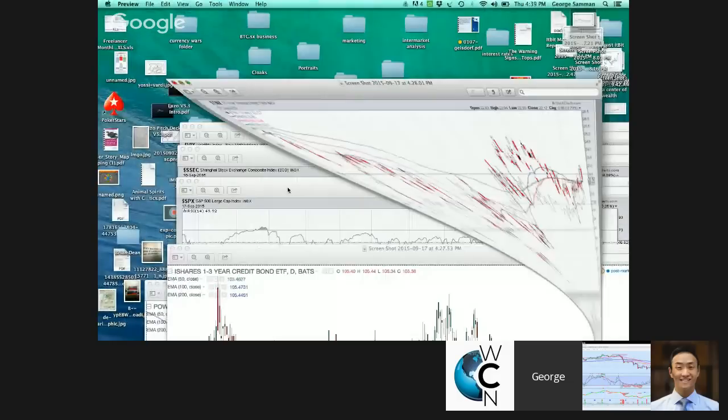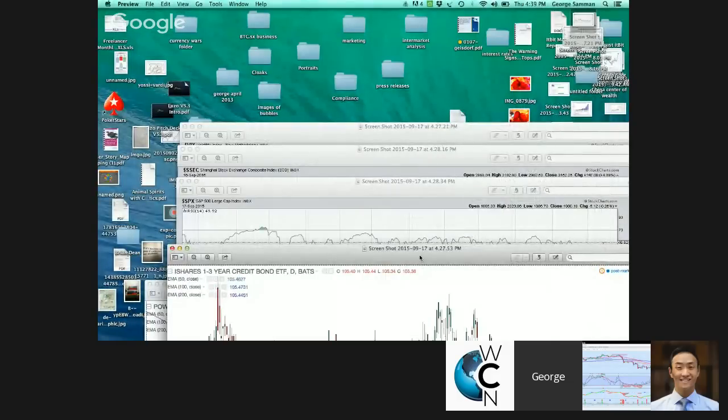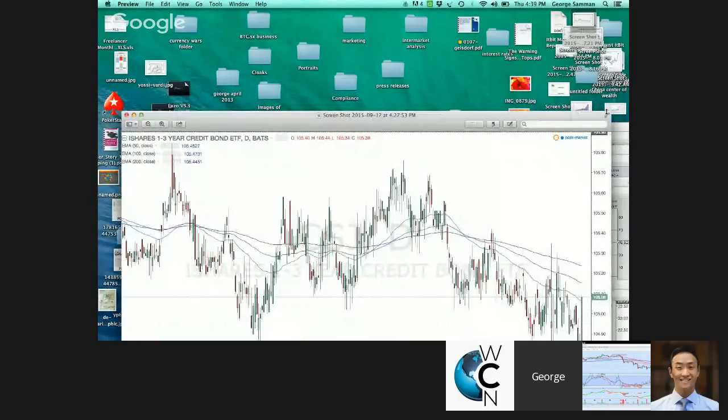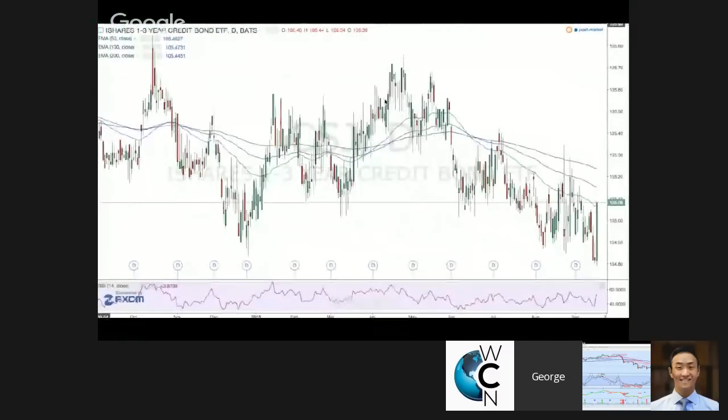Next chart I have here is looking at shorter term spreads on bonds, the 1 to 3 year. It spiked today. That's the bond price itself, not the yield. So obviously yields go down, bond price goes up. So the shorter term is also thinking that we're going to kick the can down the road a little bit as well.